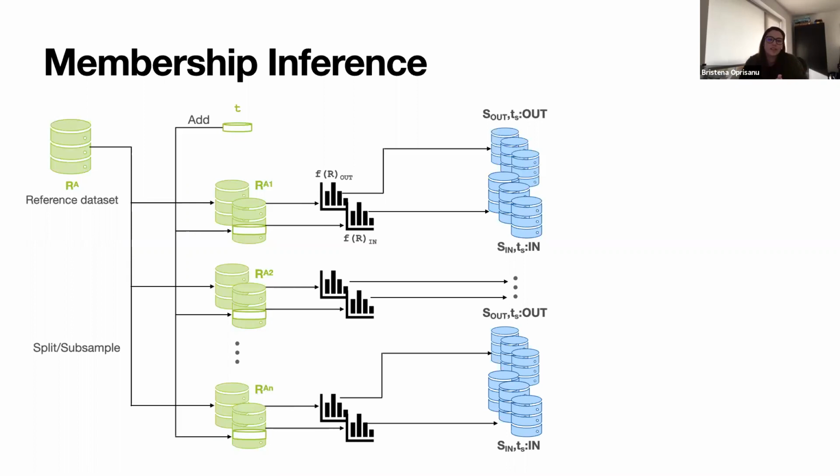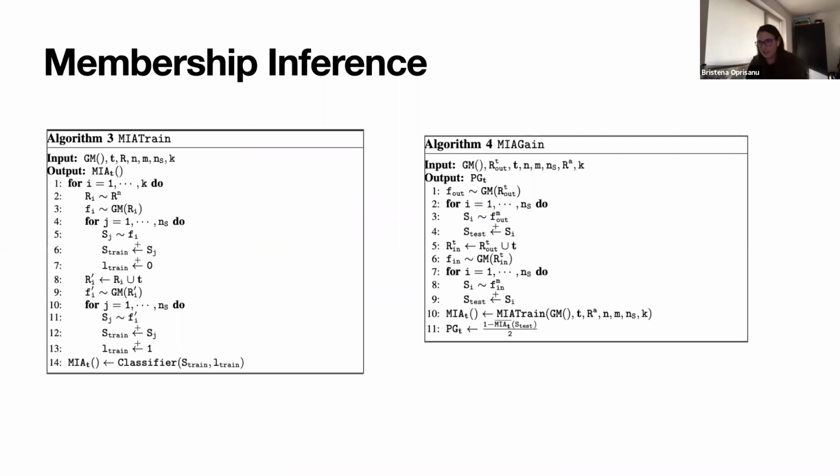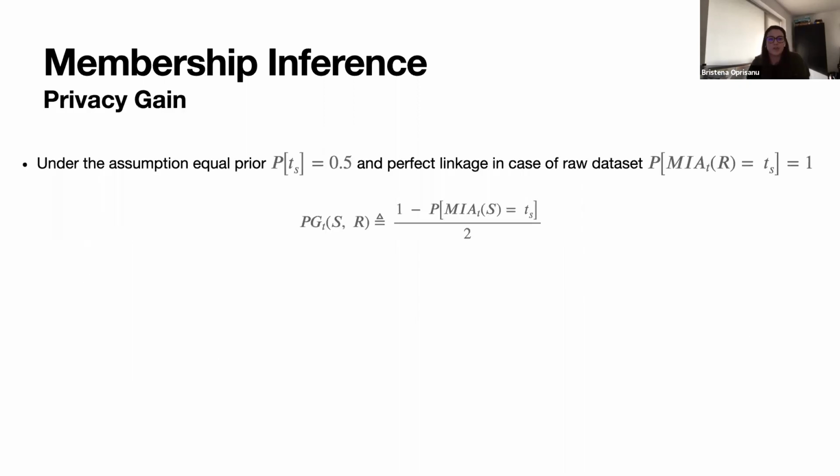And now the labeled data sets will be used as training examples for our attack model, basically a binary classifier that will learn to predict whether a given synthetic data set was generated using a model trained on a data set with the target in it or without. And now the adversary, given access to a new synthetic data set, would output whether the specific target was or wasn't in the data set. And for completeness, these are the algorithms which basically describe what I just showed you. Now let's move on to the privacy gate.